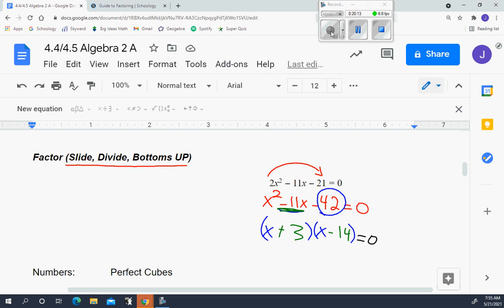Okay. That was my slide. Now I have to divide. I did the slide. Now I have to divide. What we're going to do is divide these green numbers, 3 and 14, by the number we slid, 2. If you can simplify the fraction, do it. Over on this right side, we're going to get x minus 7.